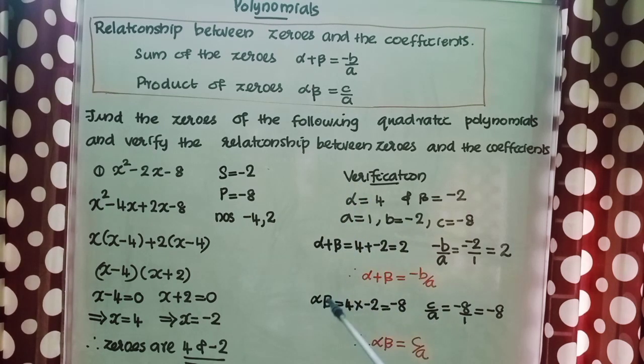Second one, alpha beta is equal to 4 into −2, that is equal to −8. C by a equals −8 divided by 1, that is also equal to −8. So we verified the second relationship also, alpha beta equal to c by a.